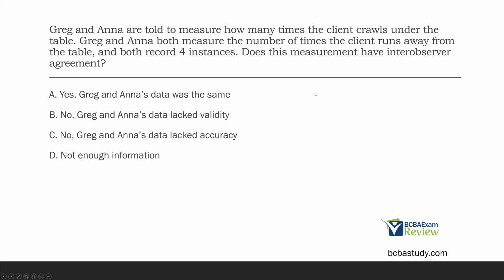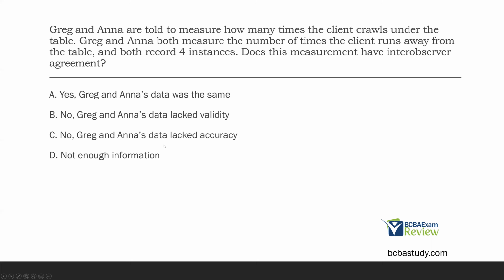So if they took IOA on just the data they took, does it have inter-observer agreement? Absolutely. They measured the same behavior. They got the same amount of instances. Doesn't mean it was right, but if all they did was compare their data, it would have inter-observer agreement. So, yes, Greg and Anna's data was the same. It does. You have to be careful, okay? Just because it has IOA doesn't mean it's right.